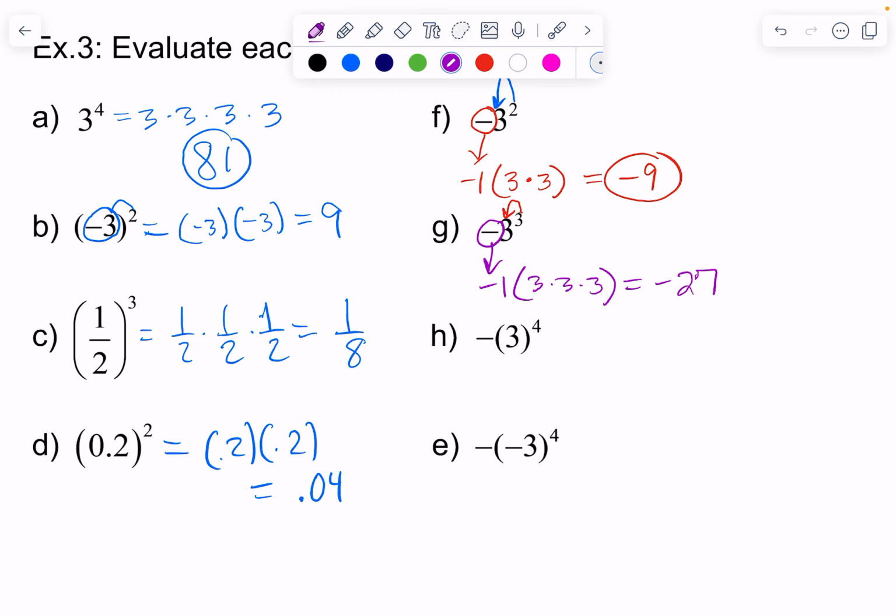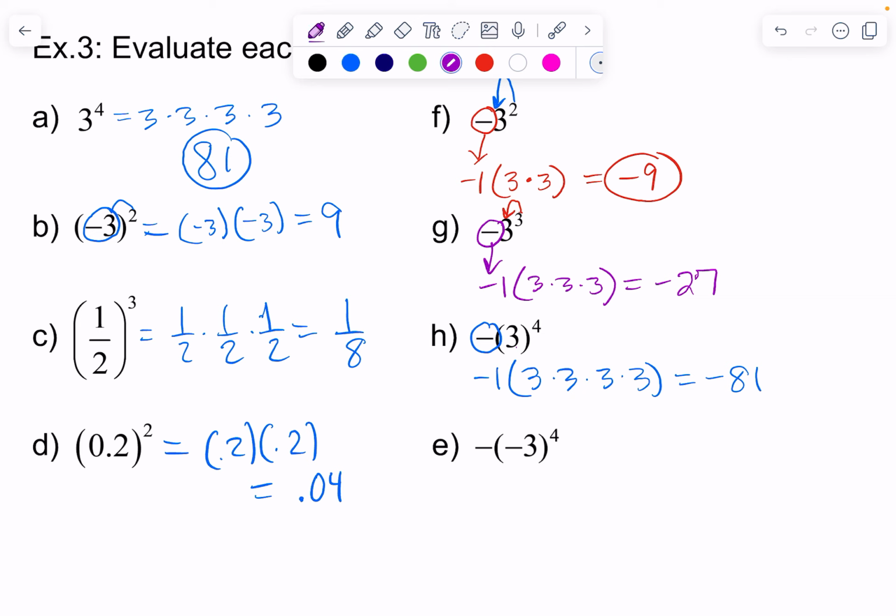Negative 3 to the 4th power, with no parentheses. Please always remember that that negative is a negative 1 being multiplied to 3 times 3 times 3 times 3. So that would be -81.